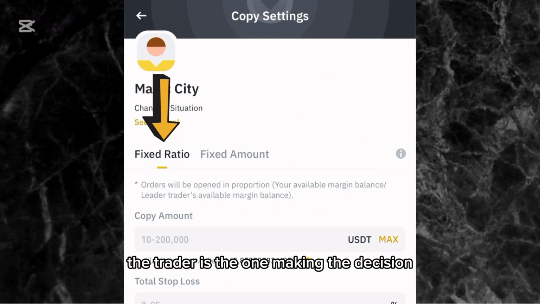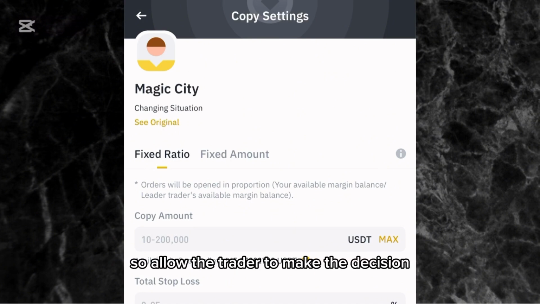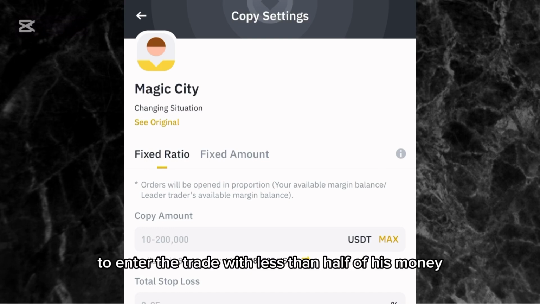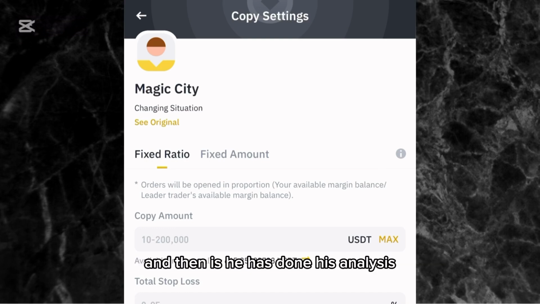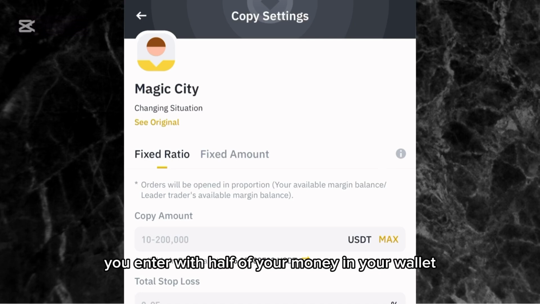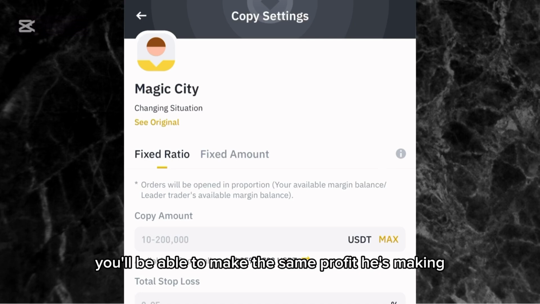That means that the trader is the one making the decision. So allow the trader to make the decision so you can make maximum profit from this. Let's say, for example, the trader decides to enter the trade with half of his money, and then he has done his analysis and is very sure of the kind of profit he will make. That means that if you also enter with half of your money in your wallet, you'll be able to make the same profit he's making.